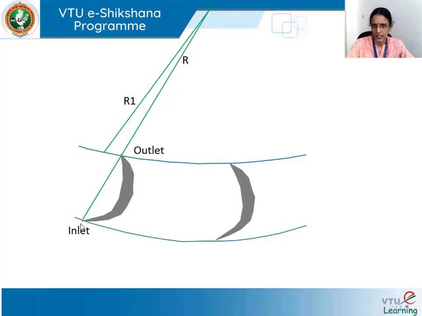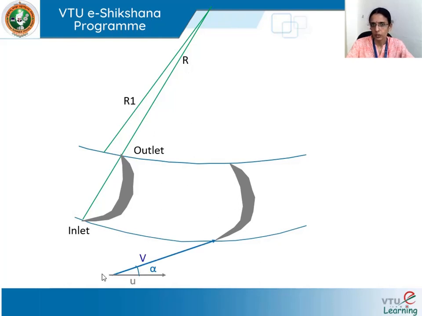Capital R is the radius of the wheel at the inlet, R1 is the radius of the wheel at the outlet. In this case, we are talking about an inward flowing vane, that is, inlet is at the outer periphery, outlet is the inner periphery, therefore R is greater than R1.